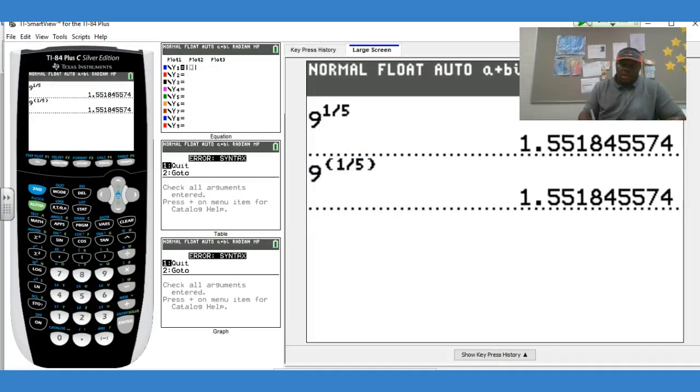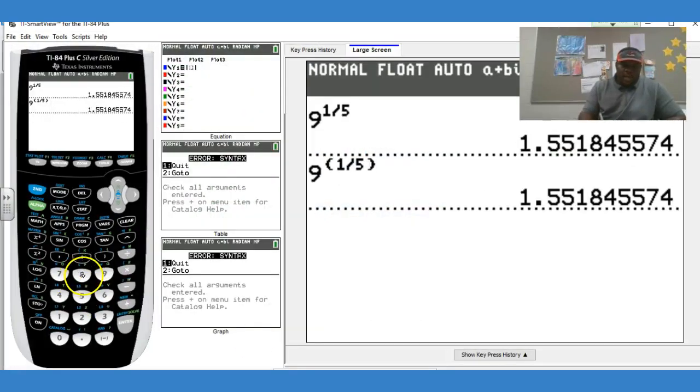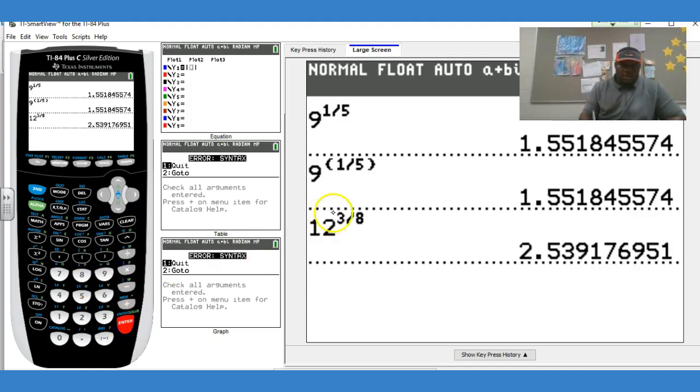All right. So back over here, we put it in our calculator. We can go 12 raised to the 3/8. Again, if yours doesn't do this, put parentheses around that, okay? But 2.54 is the answer.